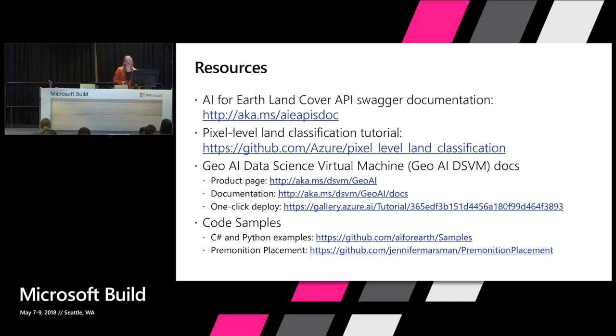And then all the code samples that I showed today are on GitHub. So a C# example and the Python example in the Jupyter Notebook are available at github.com/AIforEarth/samples. And then the Premonition placement demo is on my GitHub, Jennifer Marsman/premonition-placement.